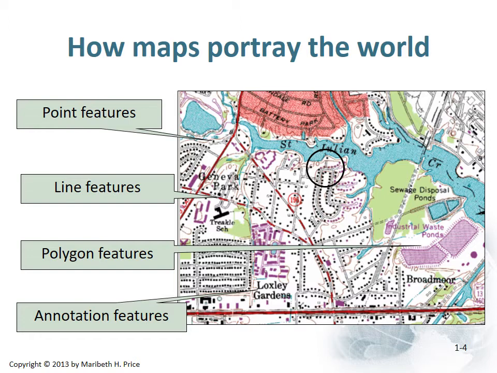And annotation features, then, are text that describes something on the Earth's surface. So here, neighborhoods: Loxley Gardens, Geneva Park, Broadmoor that we can see on the map. Also, physical features like the St. Julian Creek or St. Julian River, maybe. If we were looking at a larger area, we might see mountains where the text is stretched across the mountains to indicate not only where the mountains are, but that they occur stretched across space.